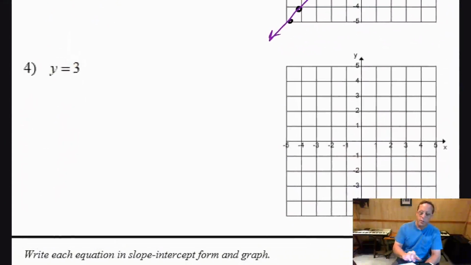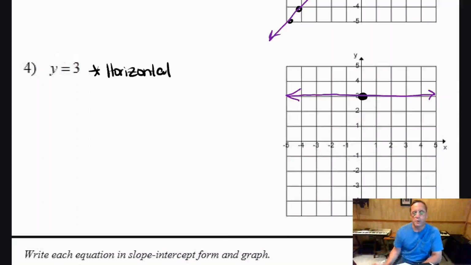All right, now number 4 is one of those equations where it's like an x or y only. Well, this one's a y only. And y only equations are horizontal. So that is going to be horizontal, and that's going to go through 3.